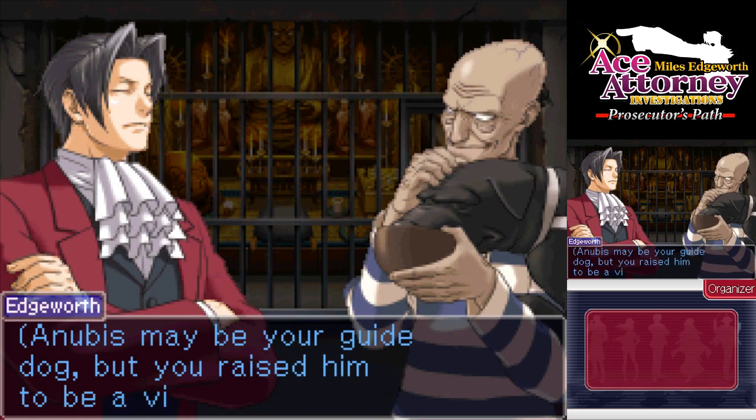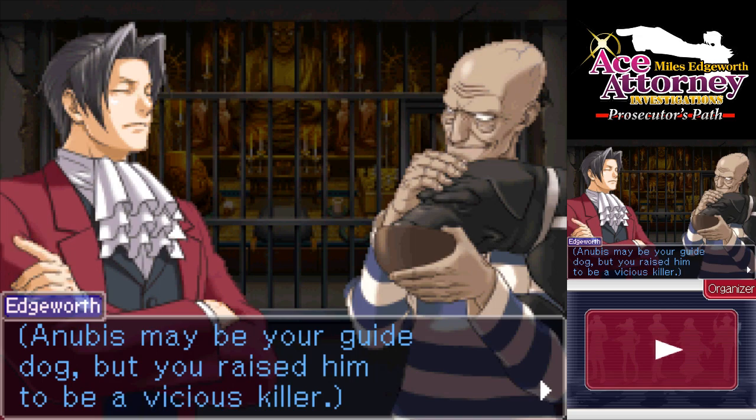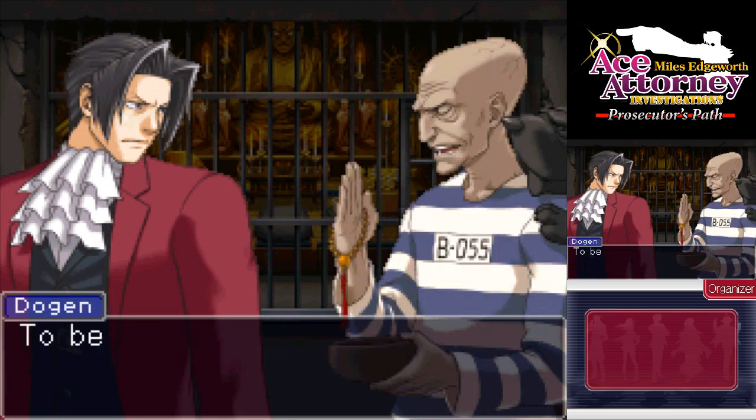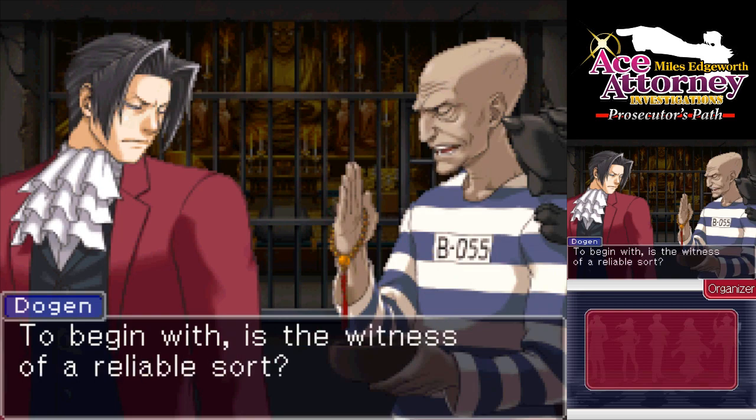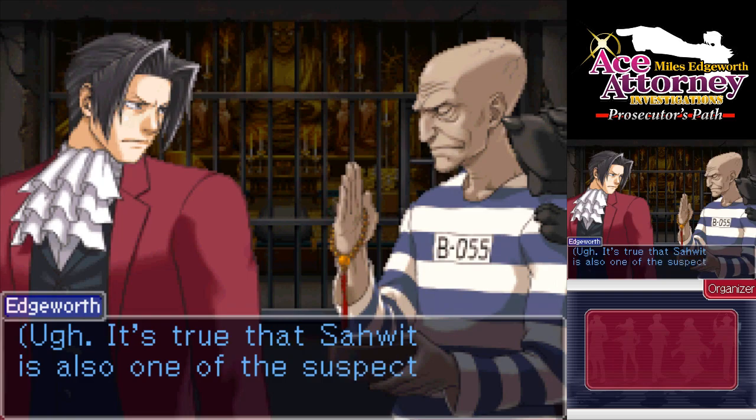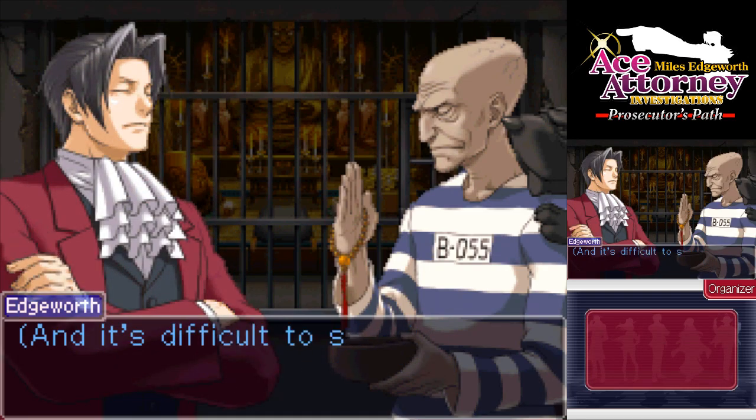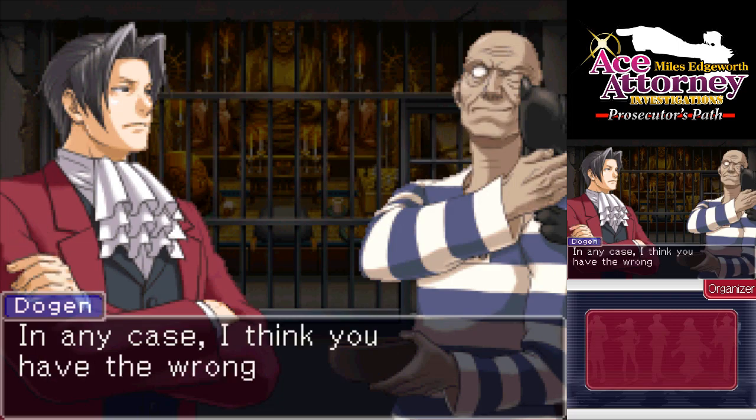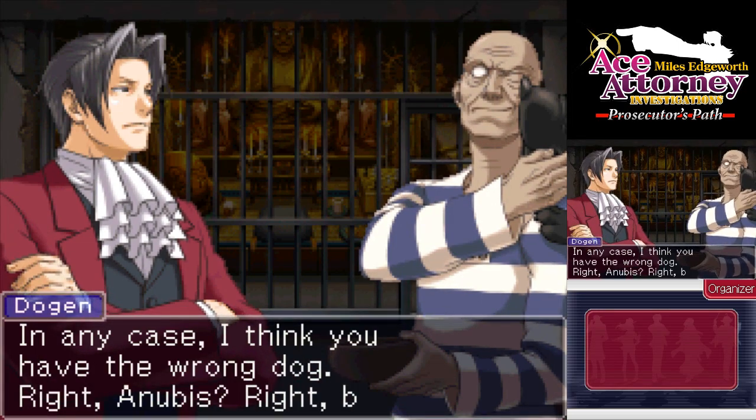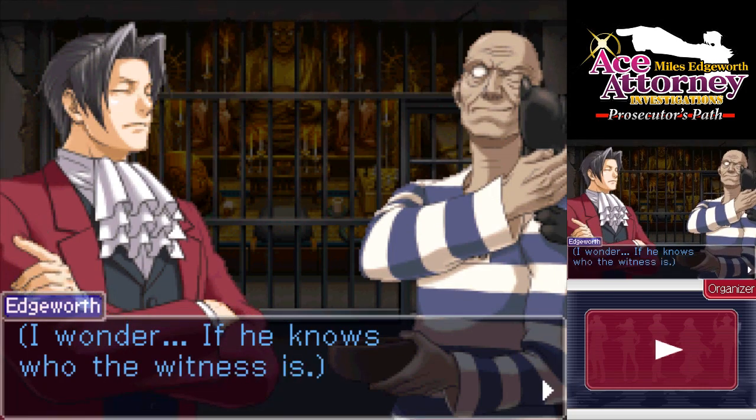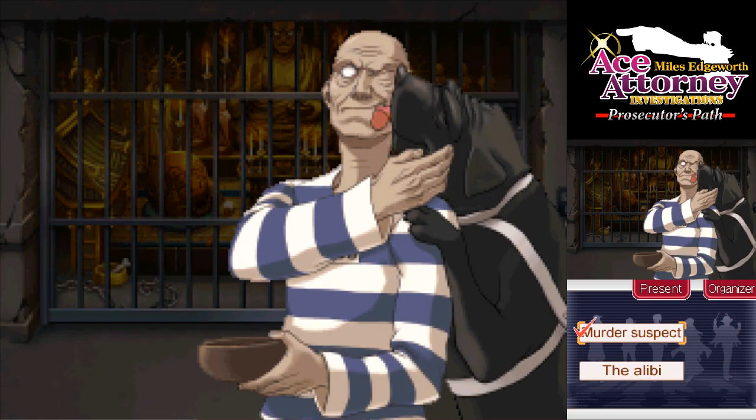Anubis may be a guide dog, but you raised him to be a vicious killer. He was one of the weapons you used as an assassin. To begin with, is the witness of a reliable sort? It's true that Sod is also one of the suspects, and it's difficult to say if we can trust his testimony. In any case, I think you have the wrong dog. Right, Anubis, right, boy? I wonder if he knows who the witness is.